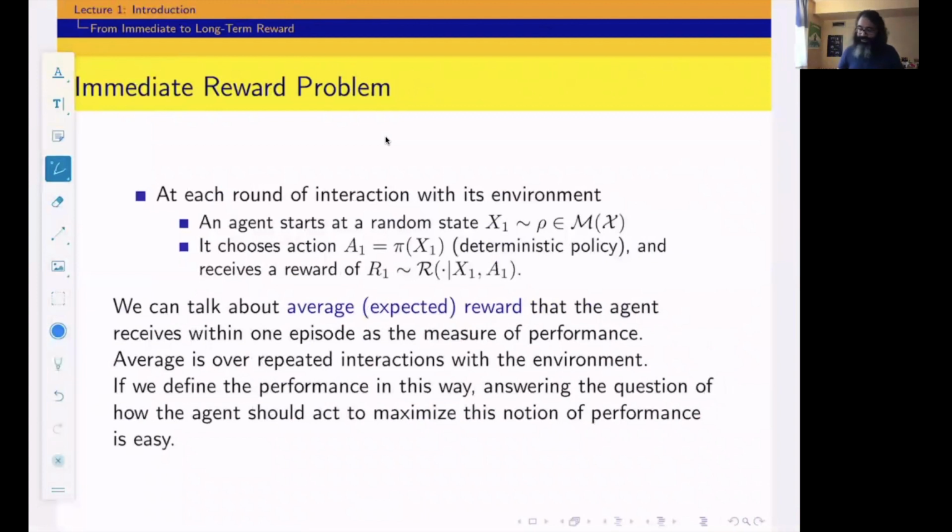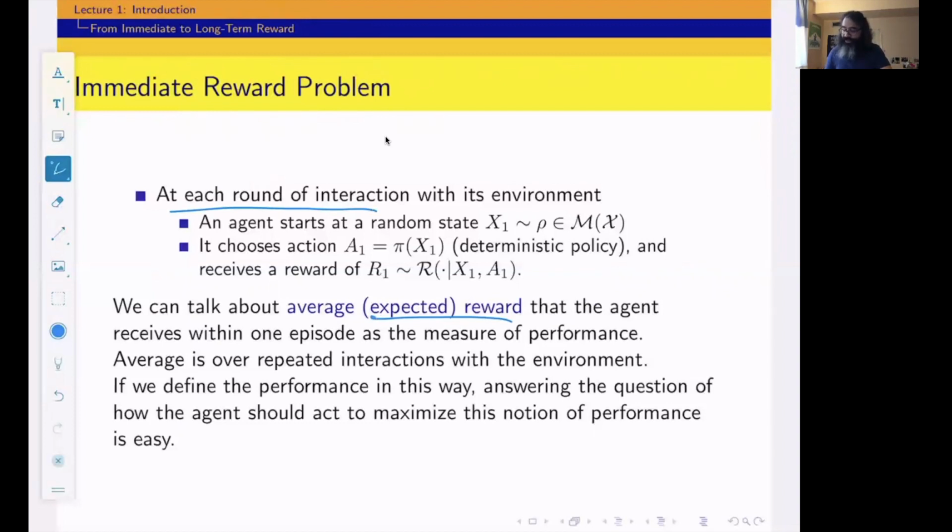Okay, so that was the setting. As you said, we can talk about the average or expected reward that the agent receives within one episode as the measure of performance. The episode here is one time step, so it is just that value. What is average here? Average is over repeated interactions with the environment. At each round of interaction, we take the average over all these rounds. So if we go 100 rounds or an infinite number of rounds, that would be the expected reward.